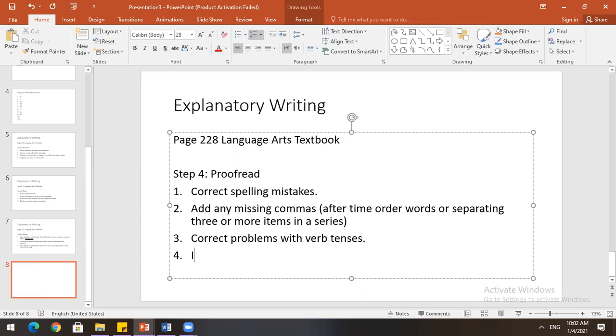And the last thing is to indent paragraphs. And this is the symbol that I showed you guys and asked you what it was, indent paragraphs.